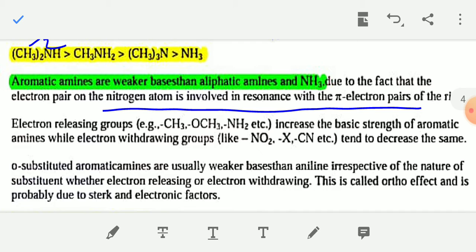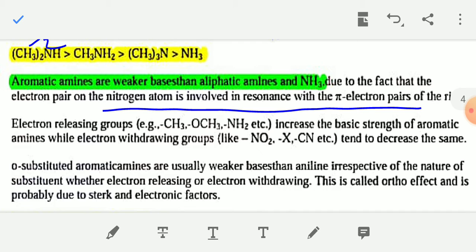This is due to the fact that the lone pair on the nitrogen atom of the NH2 group is involved in resonance with the pi electrons of the benzene ring. So the aromatic amines are weaker bases. Aromatic amines like benzenamine or aniline, and N,N-dimethyl aniline, are weaker bases than any aliphatic amine.